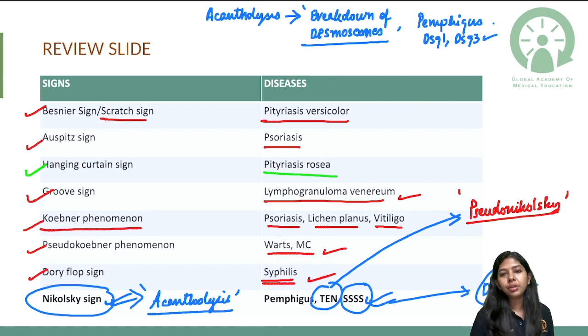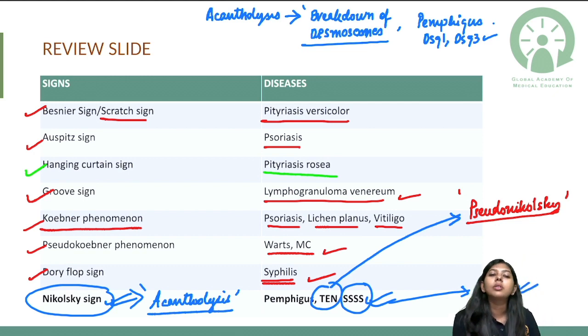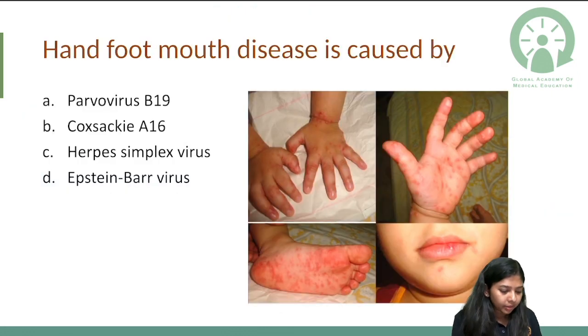So in TEN you get pseudo-Nikolsky, but in pemphigus and staphylococcal scalded skin syndrome you will get Nikolsky sign because there is acantholysis.